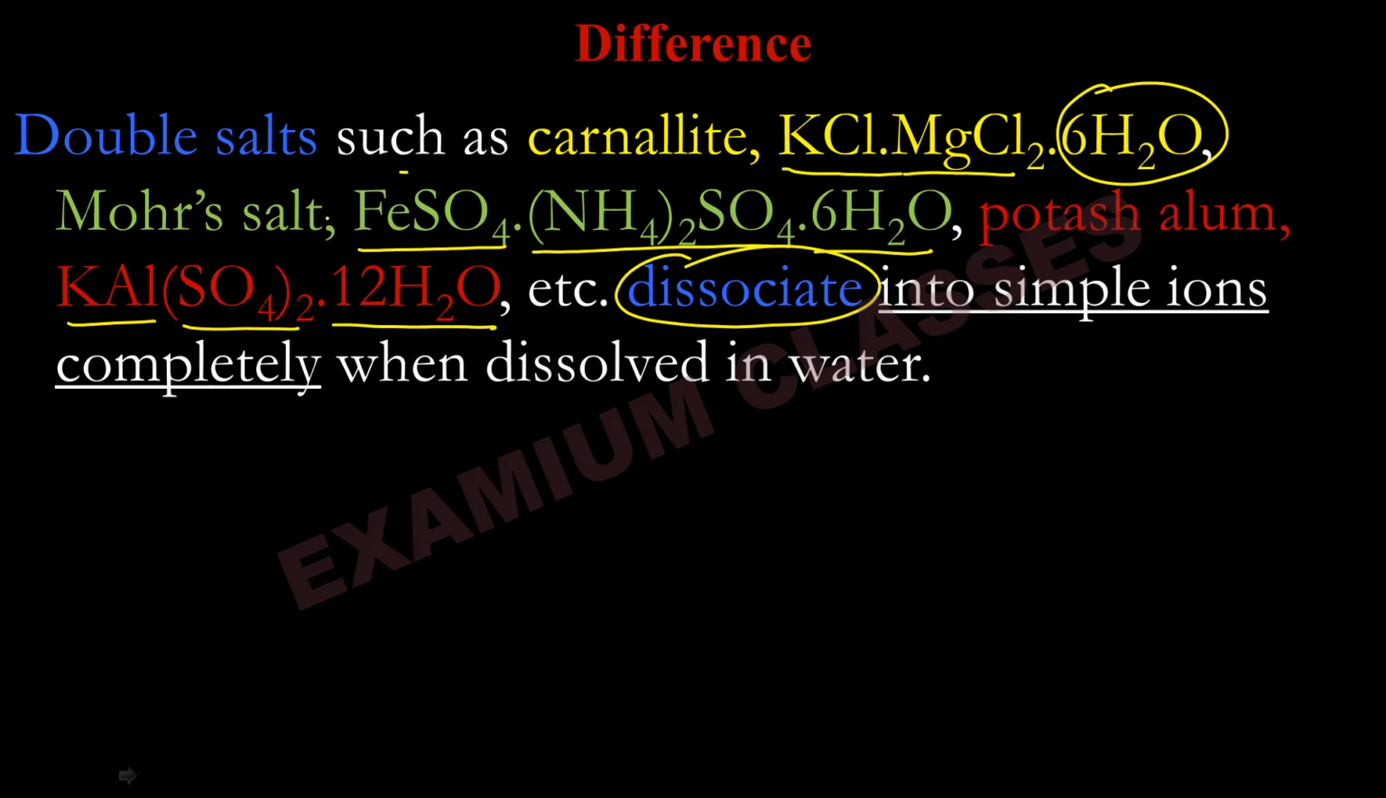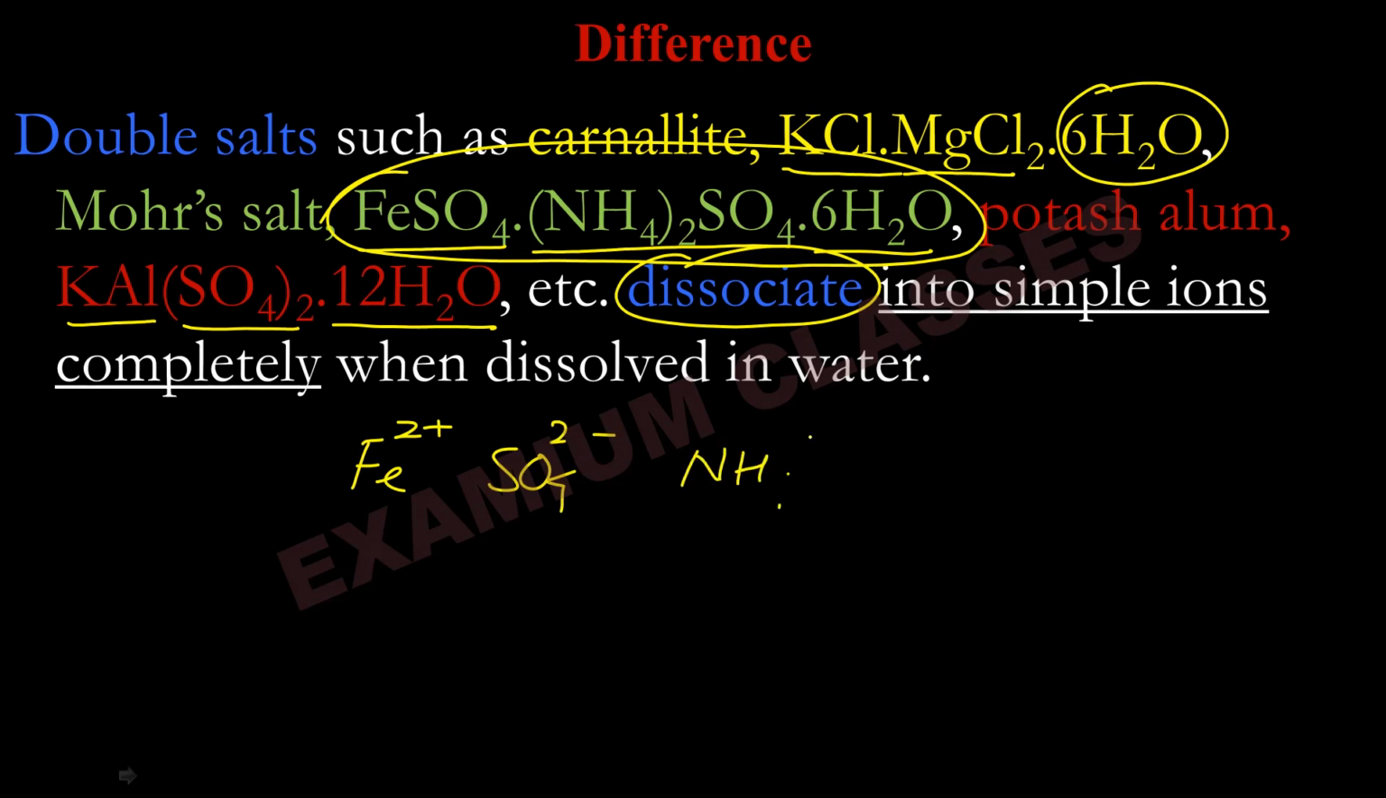So if I consider this part, it will be Fe2 plus, SO4 2 minus, NH4 plus, then again SO4 anyway I have considered. So it will get dissociated in all the parts. So there will not be any non-ionizable part. Everything will get ionized. Okay.